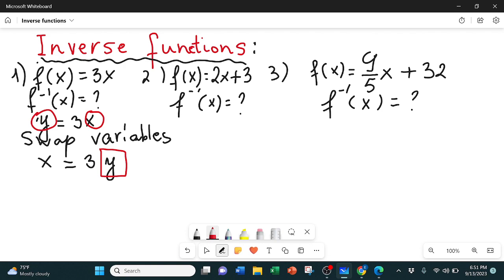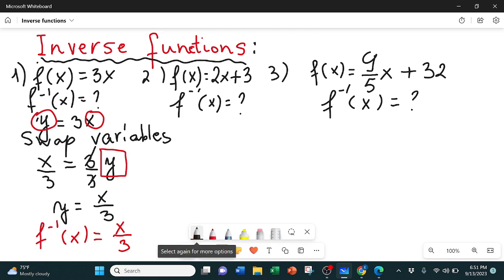So in order to find y now, we're going to divide by 3 both sides of this equation. So y equals x over 3. 3 and 3 here cancel out. And we can write the inverse function as f minus 1 of x equals x over 3. This is how we find the inverse function.